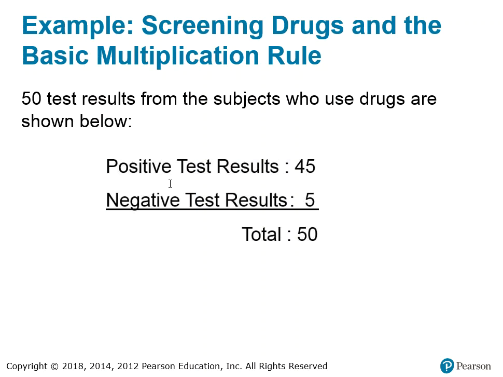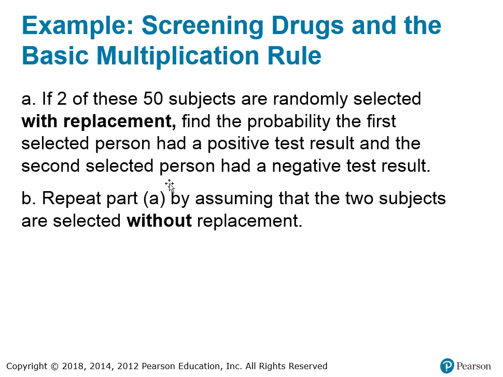So here's an example where we have 50 subjects who were tested for drugs. 45 of them had positive results and 5 had negative test results. If two of these subjects are randomly selected with replacement, find the probability that the first person selected has a positive test result and the second person selected has a negative test result. So we'll start by doing A first.